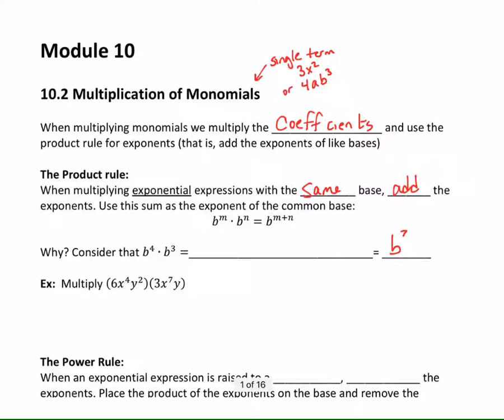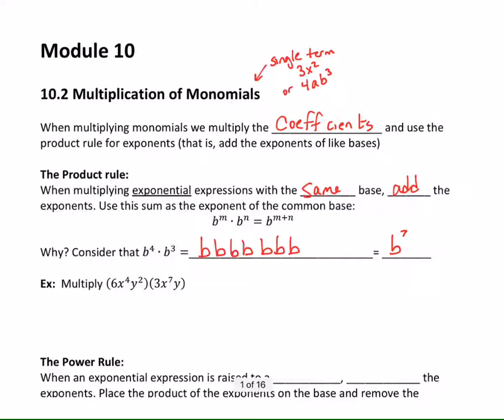And why is that true? Well, just think about what b to the fourth means. B to the fourth means b times b times b times b, right? And b to the third means b times b times b. If you multiply all of those together, how many b's do you have? 7. So that's why we add exponents.